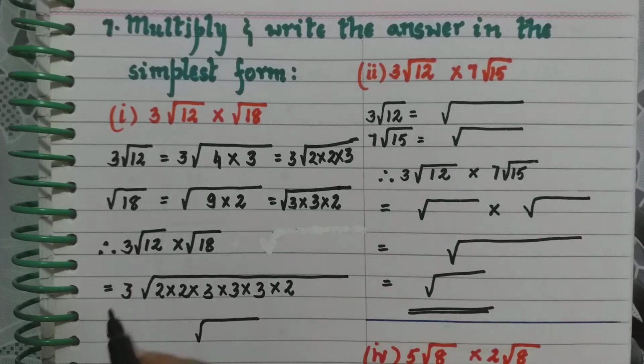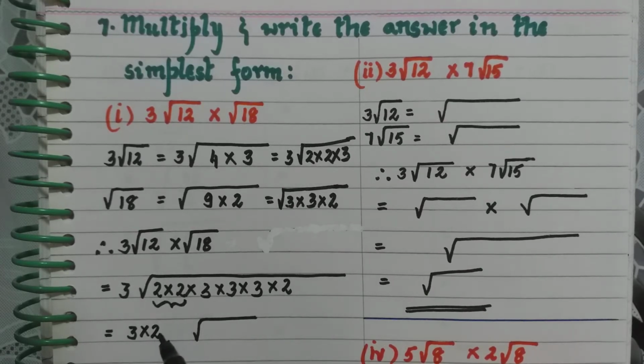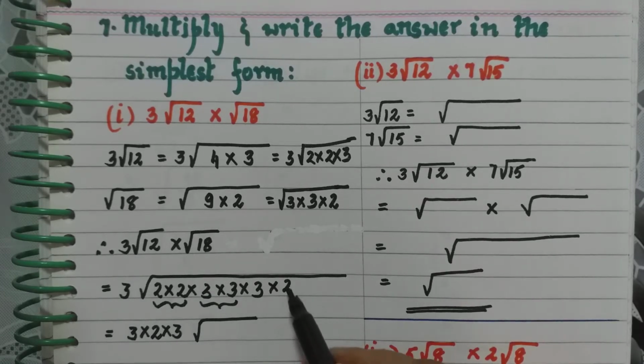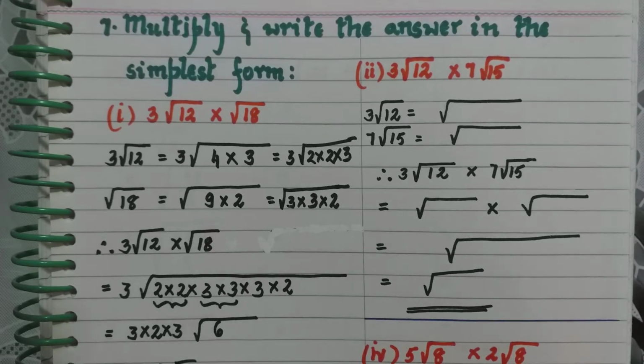Now what is the next step? This 3 is already there. Now we make pairs of the numbers because it is a square root. So for two 2's we have one 2 out. This is an extra 2. There are two 3's here, so we have one 3 out. Now what is left? One 3 and one 2, and 3 into 2 is 6. So what will be the answer now? 3 into 2 is 6, 6 into 3 is 18. So this will be 18 square root 6.